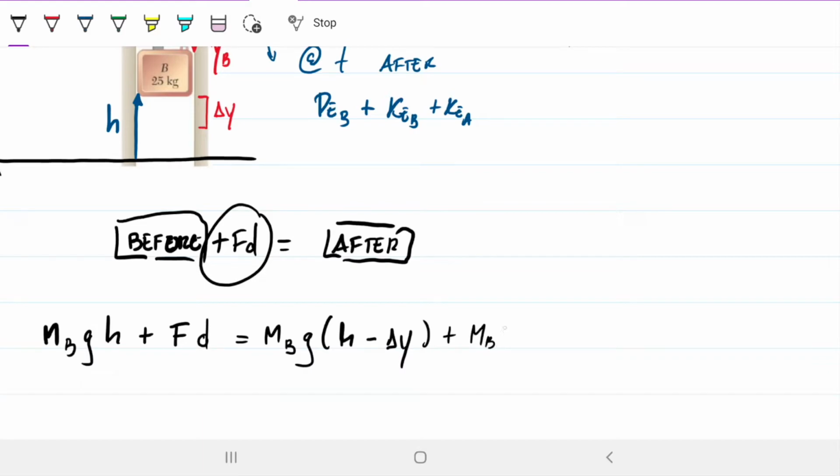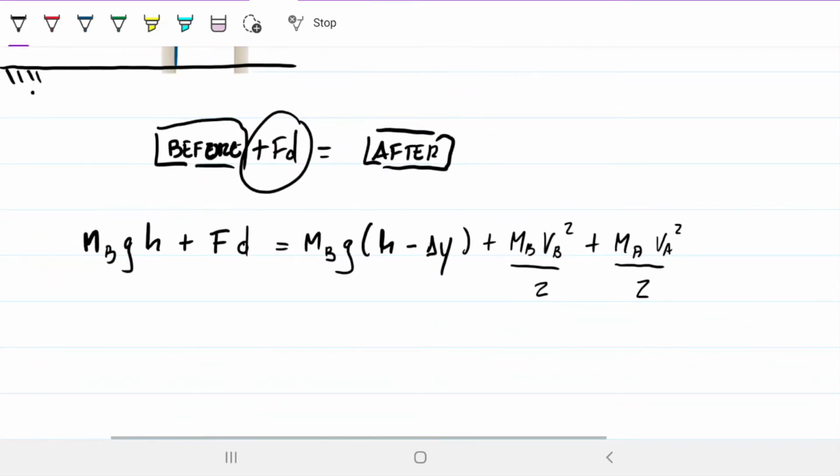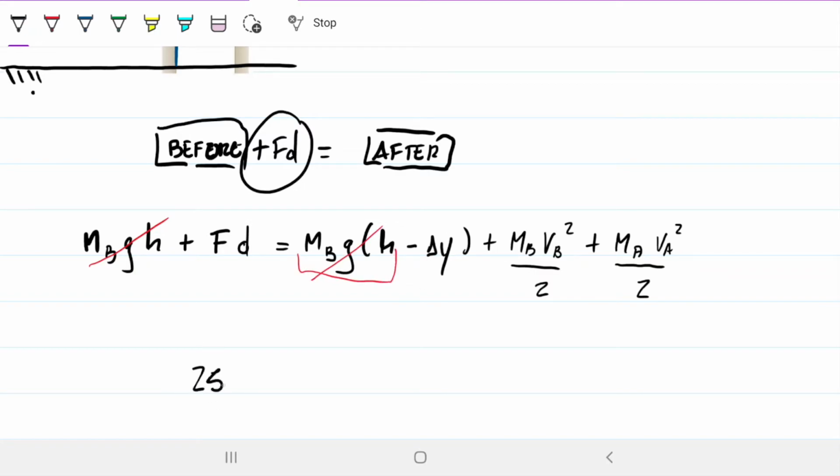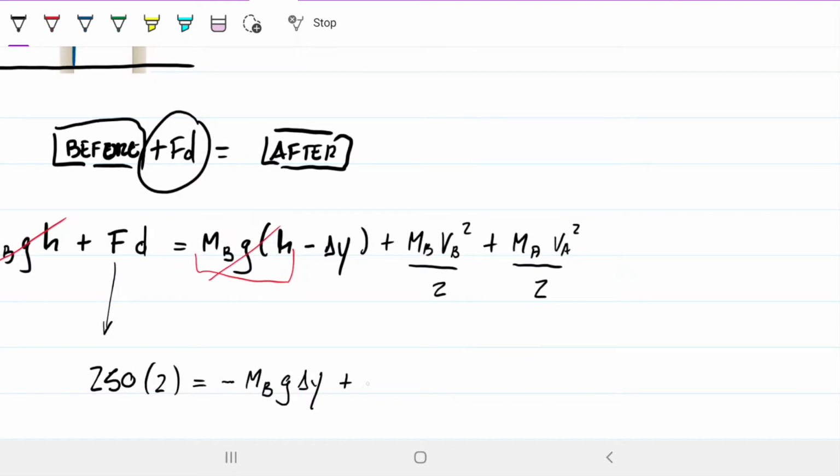Well, mass of B, velocity of B squared divided by 2, plus mass of A, velocity of A squared divided by 2. Cool. So hopefully you can see that on both sides we have mass, gravity, and h. So this left part goes away, and we're left with a negative one there. So my 250 times my 2 meters, which is how much A has traveled, has to be equal to negative mass of B, gravity, delta y, plus mass of B, velocity of B squared over 2.